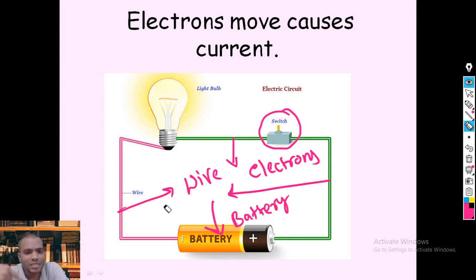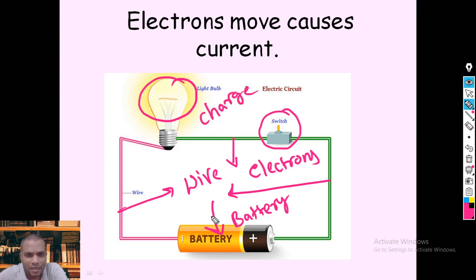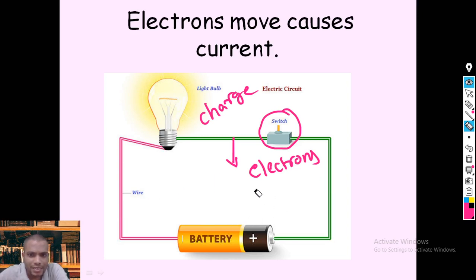Now when electrons are moving, they carry charge. That charge is used by the bulb. The electric bulb uses the charge which is carried by the electrons. Now how do the electrons move? To move the electrons we need something very important, that is the battery or source.